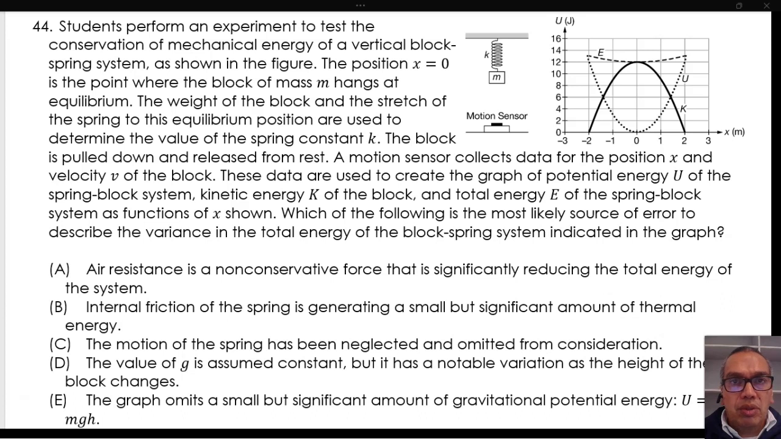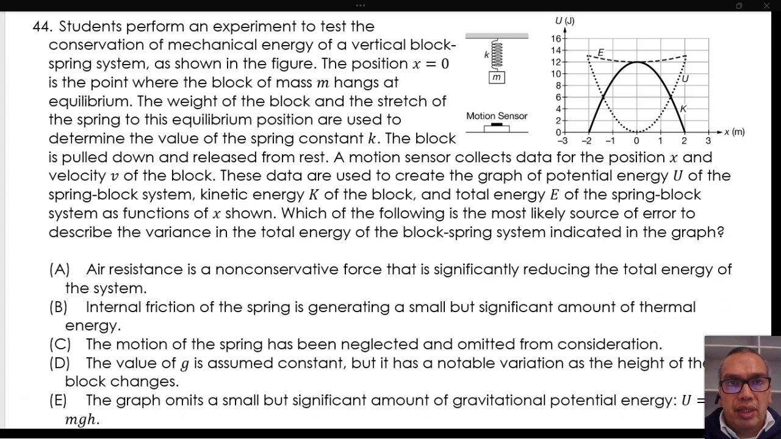The block is pulled down and released from rest. A motion sensor collects data for the position x and the velocity v of the block. These data are used to create the graph of potential energy of the spring-block system, kinetic energy K of the block, and total energy E of the spring-block system as functions of x, shown.